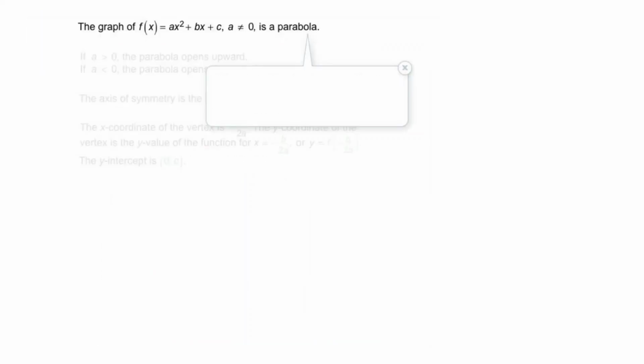First, the graph of f of x equals ax² plus bx plus c, where a is not equal to 0, is a parabola. If a equals 0, the function is a linear function. Note f of x equals 0 times x² plus bx plus c simplifies to just bx plus c, a linear function. If a is greater than 0, the parabola opens upward.